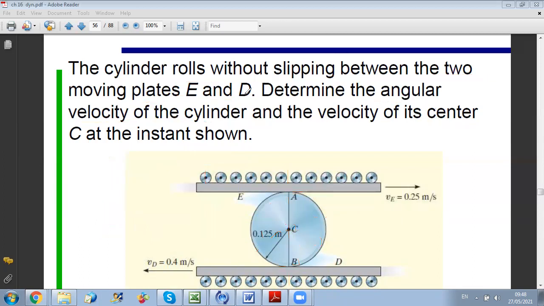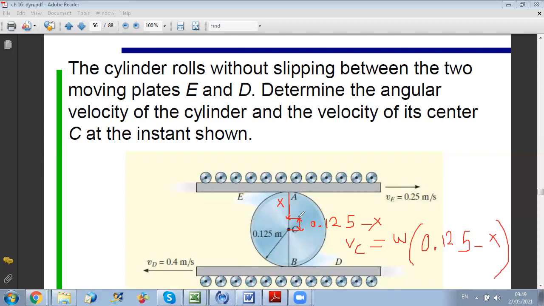Let me erase a bit so you can see it. We said the IC is approximately here. Right. This is the IC. And this distance we called X. Okay? So the distance from C to the IC, this one, is 0.125 minus X. So now I can say that the velocity of the center C is equal to omega, which we calculated, times 0.125 minus X.